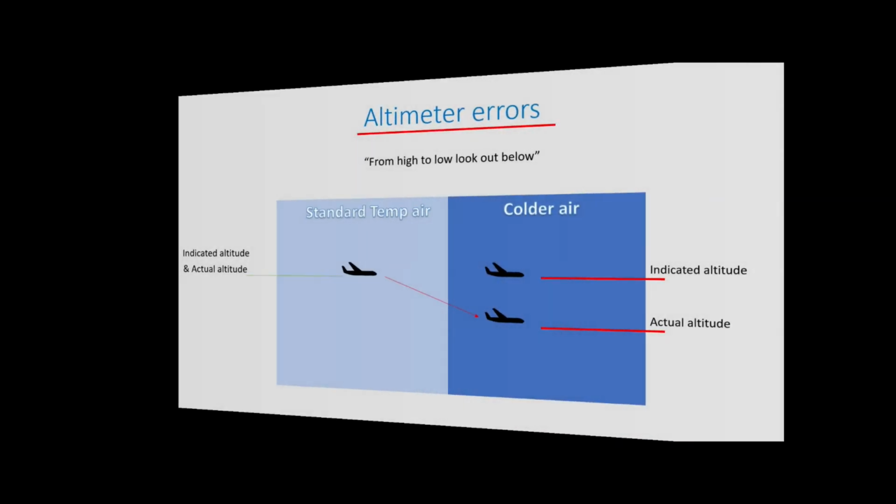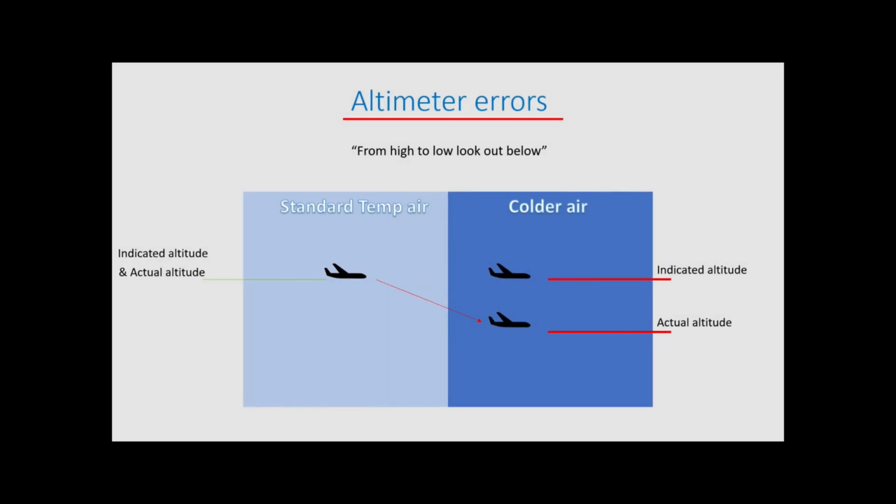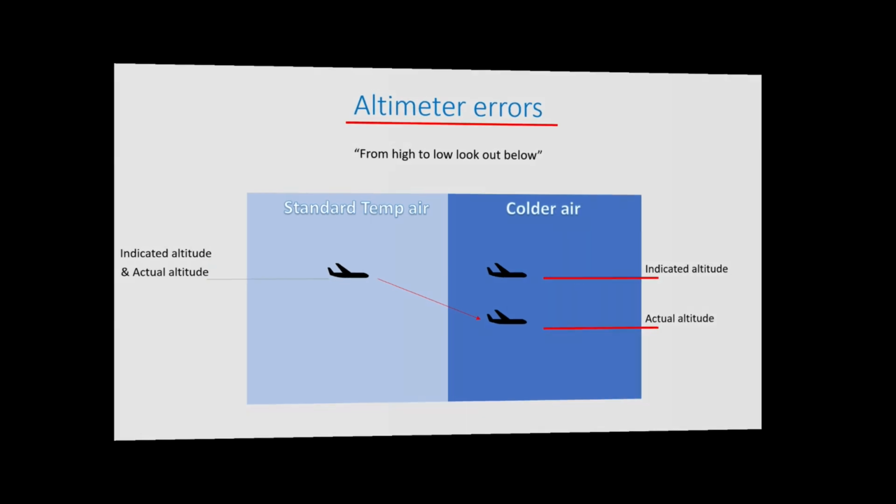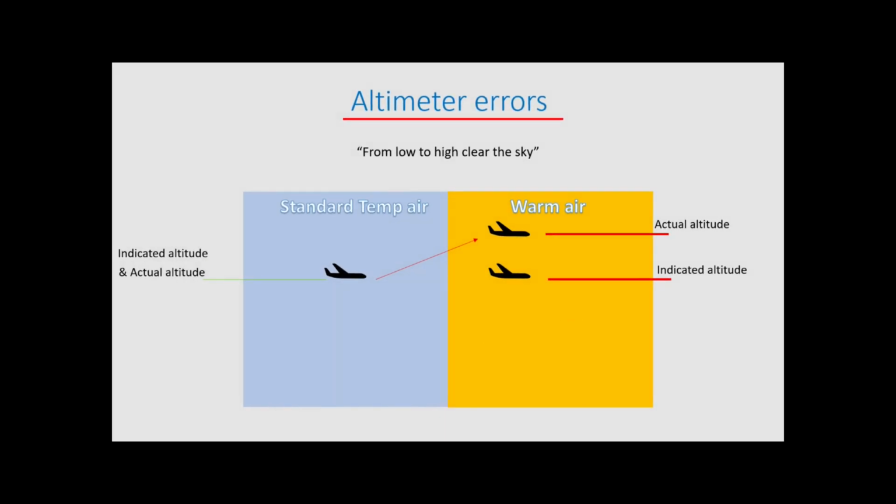Let's see what it looks like visually. If you are flying in standard temperature air and you move into colder air without changing the altimeter, remember, from high to low, look out below. Your altimeter will indicate that you are at the same altitude, but you will actually be at a lower altitude. Alternately, if you're going from standard to warmer air without changing your altimeter, you will be at a higher actual altitude than what your indicated altitude is telling you. So from low to high, clear the sky.